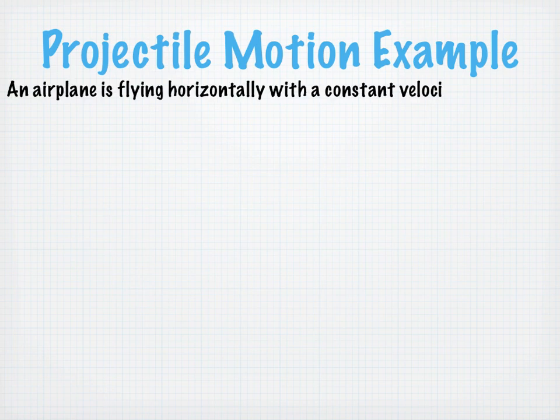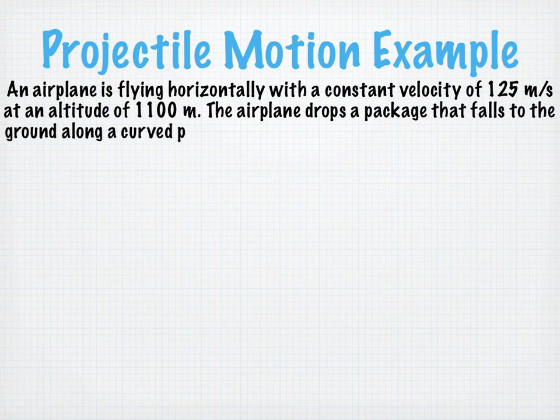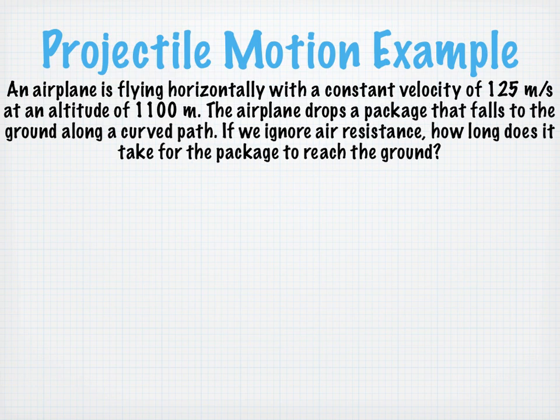An airplane is flying horizontally with a constant velocity of 125 meters per second at an altitude of 1100 meters. The airplane drops a package that falls to the ground along a curved path. If we ignore air resistance, how long does it take for the package to reach the ground?